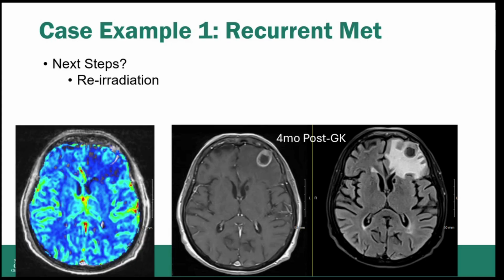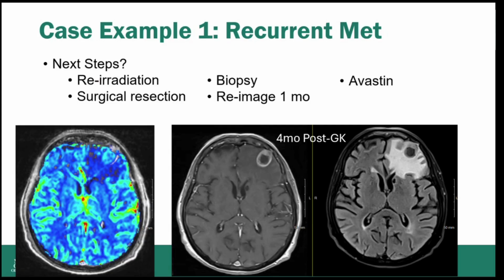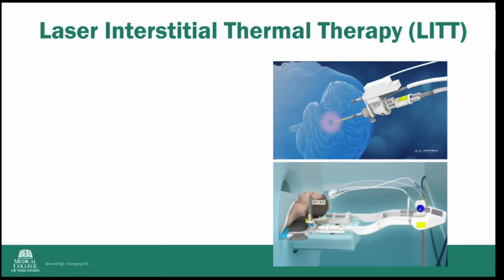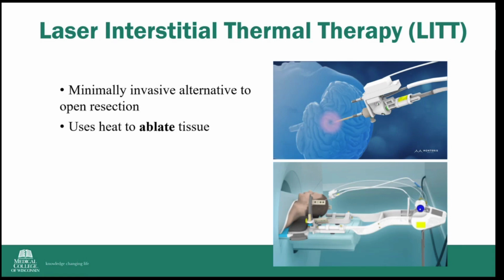You just empirically re-irradiate. Do you surgically resect it? You take a biopsy to see if it's radionecrosis or not. You re-image it in a month. You start running Avastin, and then what? So this is really where laser interstitial thermal therapy has found a great home. LITT is a minimally invasive alternative to open surgical resection. It uses heat to ablate tissue rather than surgical techniques to resect it. It's a surgical technique. It is not a radiation technique, so it's a replacement for surgery, not radiation.